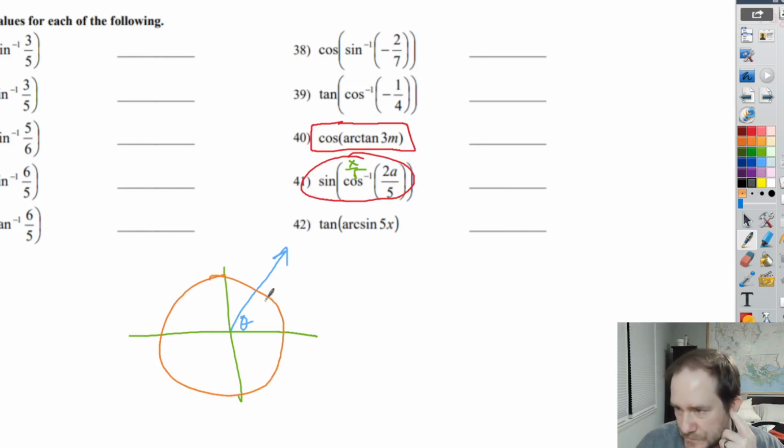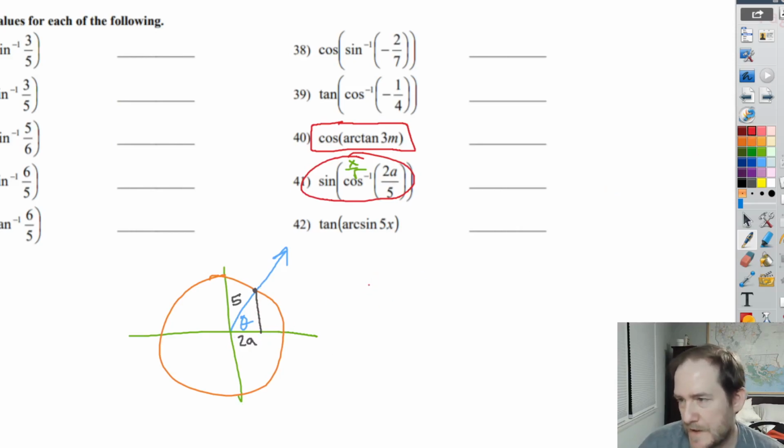And wherever that circle hits the angle, you would drop straight down. There's your triangle. And we're basically handed that the x coordinate is 2a, and we're given that the radius is 5. So based on that, what would the y coordinate be?